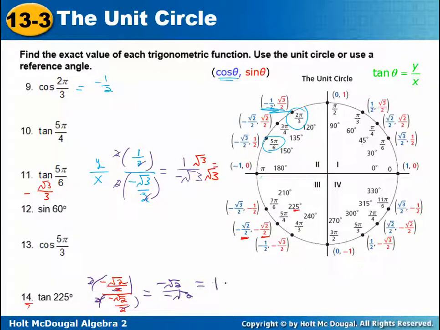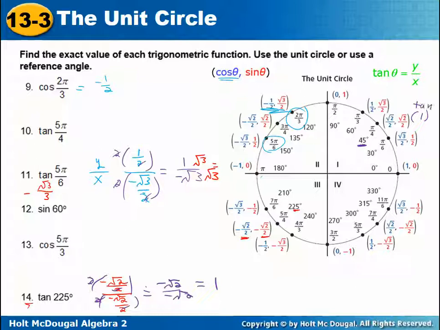This is just going to be 1. Negative over negative is positive. Square root of 2 divided by square root of 2 is 1. It's the same exact thing. If you have the same thing on top and bottom, it's 1. The reference angle is 45, and the tangent of 45 degrees is 1. So the tangent is 1.